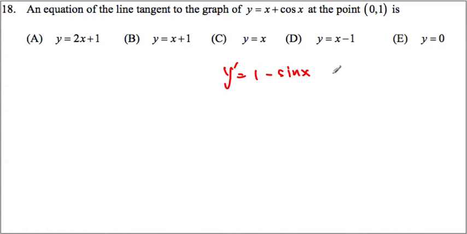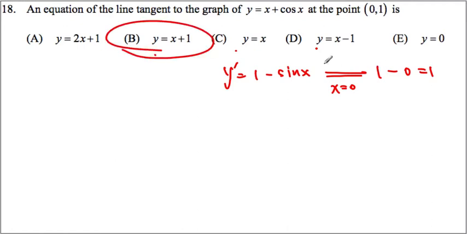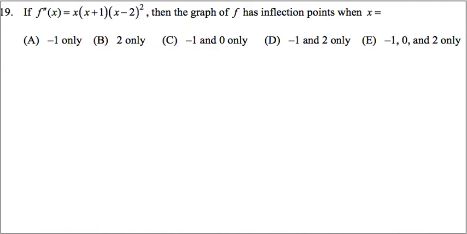By plugging in 0, we get to realize that when x equals 0, this stays as 1, minus sine of 0, which is equal to 0, so 1. The slope is equal to 1. When you plug in 0, you have to get 1. That means choice B becomes our answer.